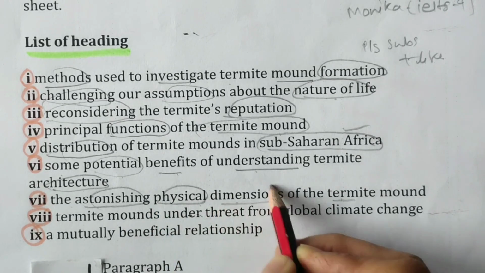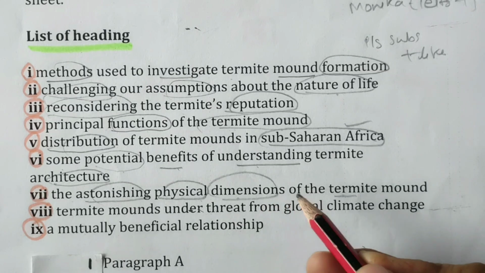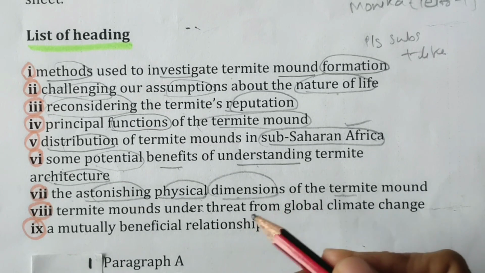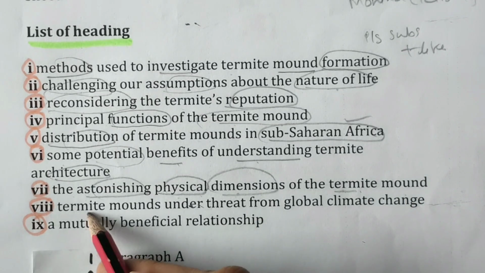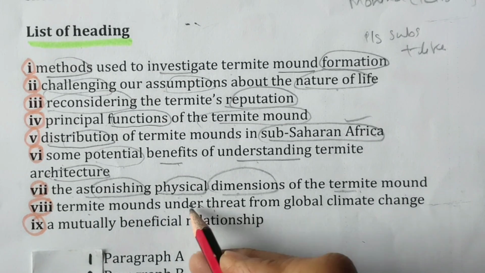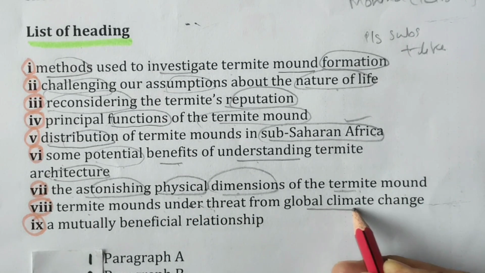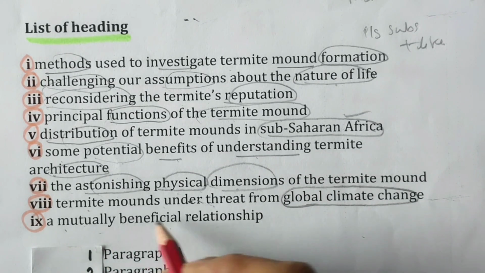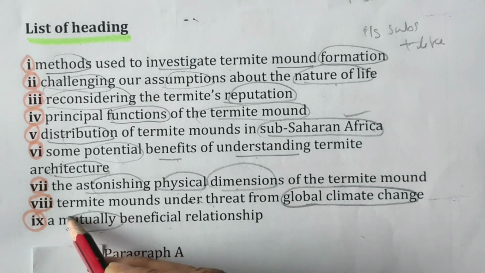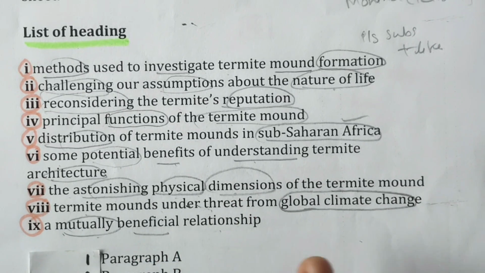Physical dimensions, like how many poles, how many rooms, and these kinds of physical dimensions of a termite mound. The termite mounds under threat from global climate change. Okay, a mutually beneficial relationship. Now I have understood.